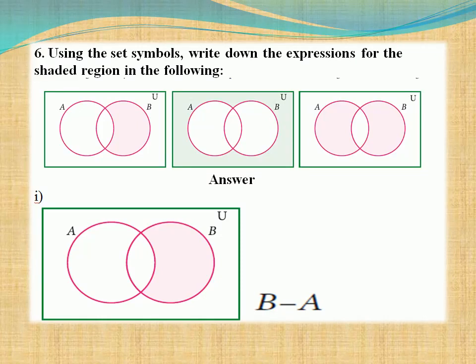Sixth sum, using the set symbols, write down the expression for the shaded region in the following. Okay, 3 subdivisions are given. First one, as I already told you, this is the universal set. This universal set contains 2 sets, A and B. Here, what is given in the shaded portion? A is subtracted from B. So your answer is B minus A. First subdivision answer is B minus A.